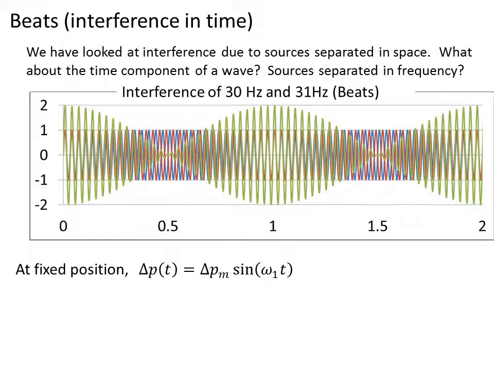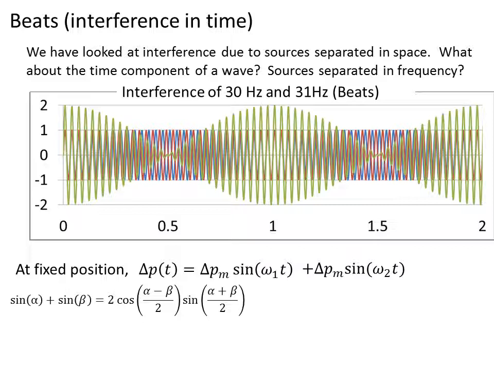Let's look at this a little bit more mathematically. We're looking at a fixed position, so this is only the time part that we're interested in. The change in pressure as a function of time of the sound wave is equal to an amplitude, which is delta p sub m, times the sine of omega 1 times t. That's one of the sinusoids from the graph above. Then we add in the second sinusoid, same amplitude, delta p sub m, times the sine of omega 2 t. So the only difference is the frequency.